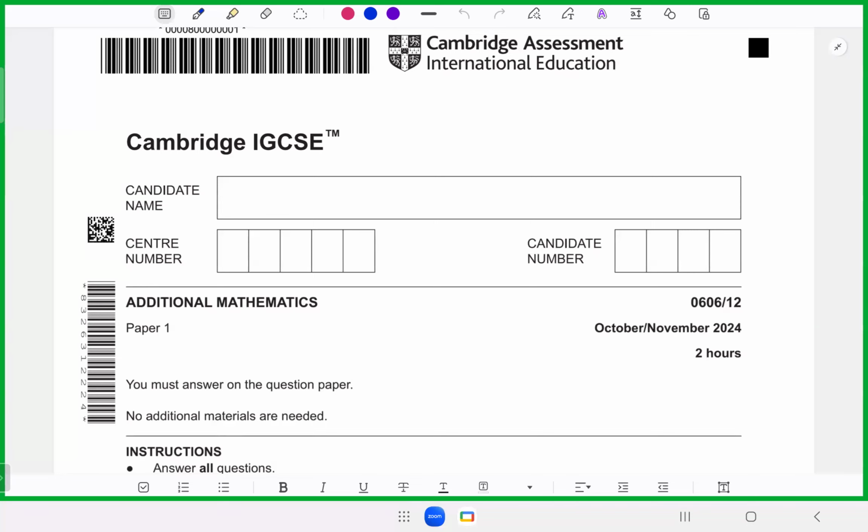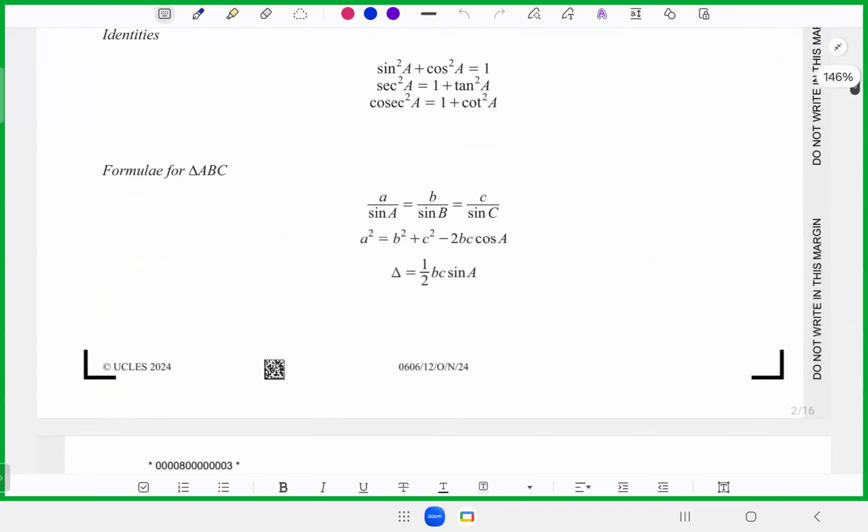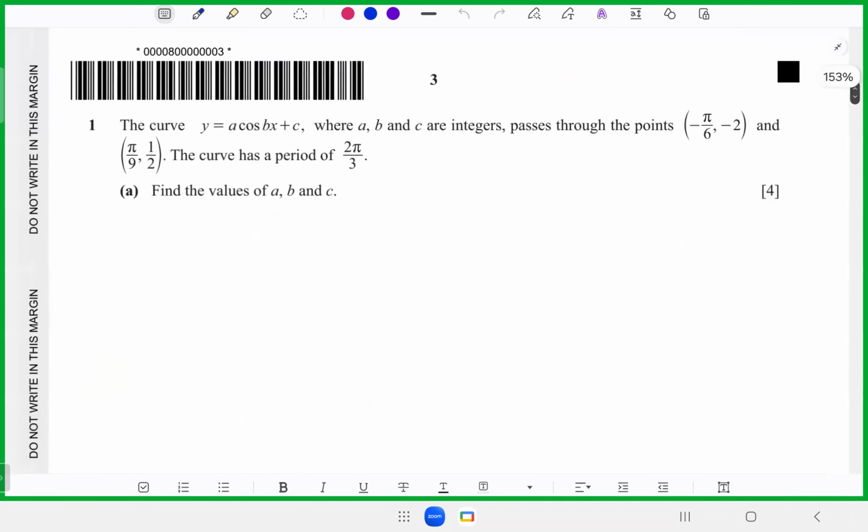So today I want to discuss the CAIE IGCSE Additional Mathematics 0606/12 Paper 1 October/November 2024. Now we see question 1 first.